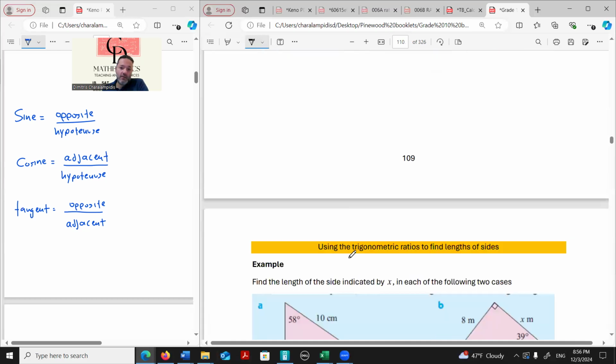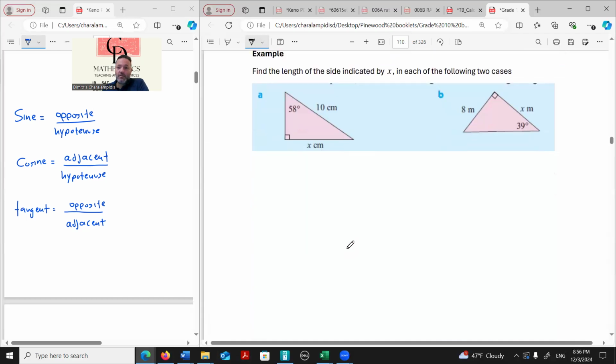Let's now go to the second set. Let's go to these two examples in which we are not only asked to calculate an equation, but also to find a missing length. Again, however, we should begin with some investigation.